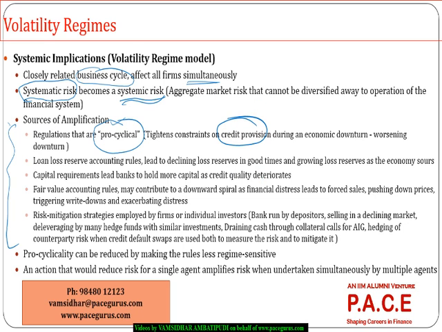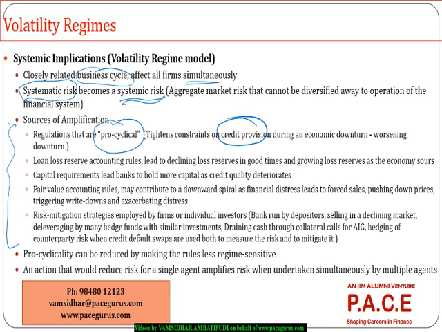When the economy is down, that is the time when loans are typically required. But that is the time the credit provisions also get tightened. Banks are not coming forward to give loans. So the economy is hampered even more heavily.